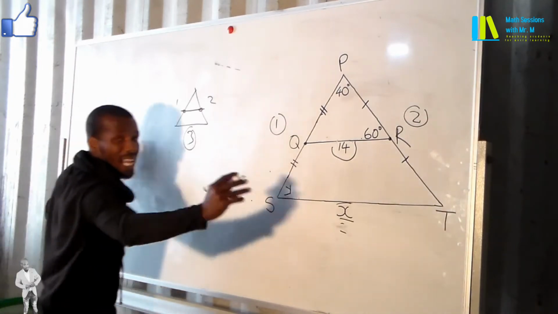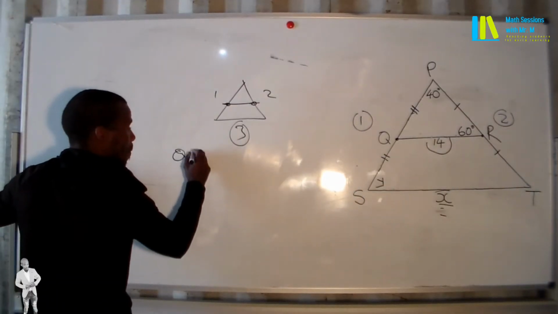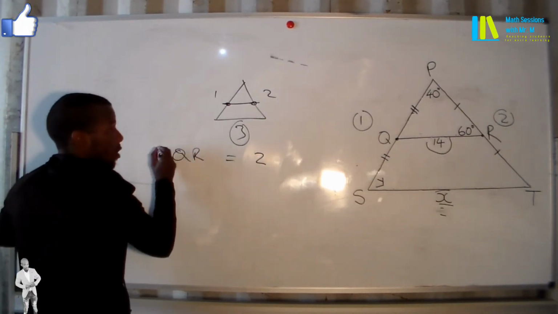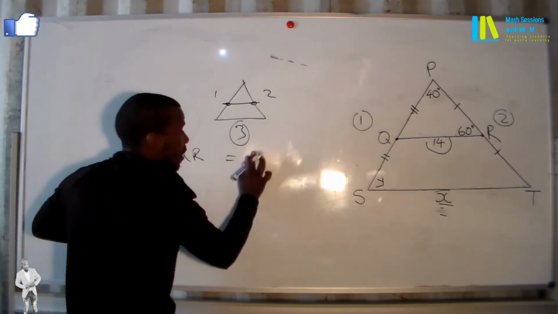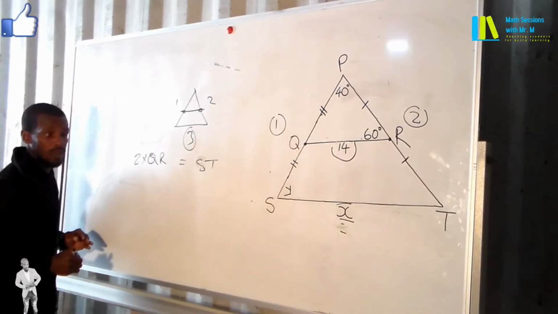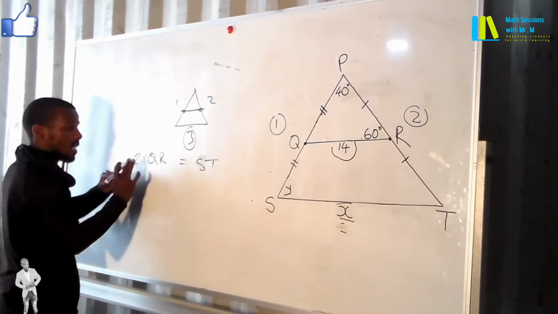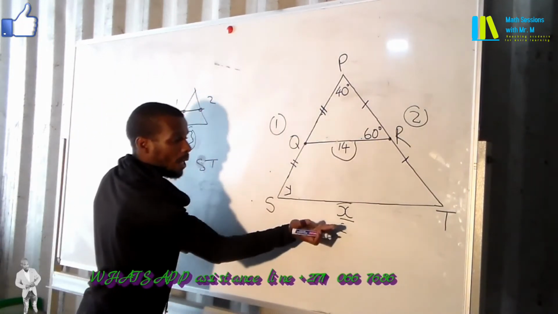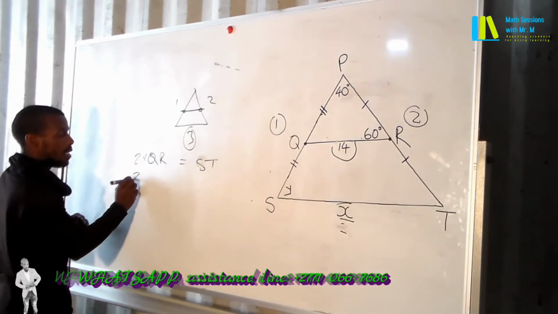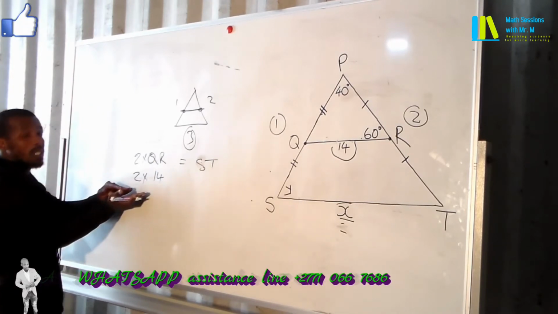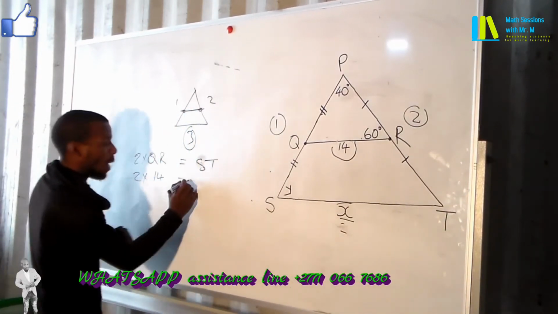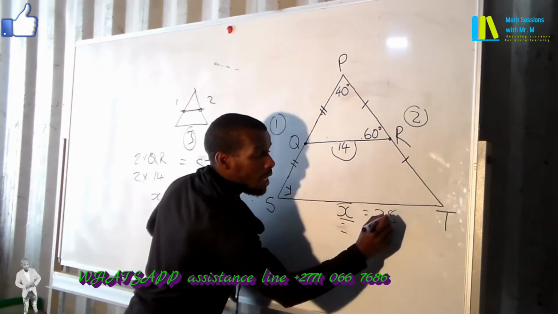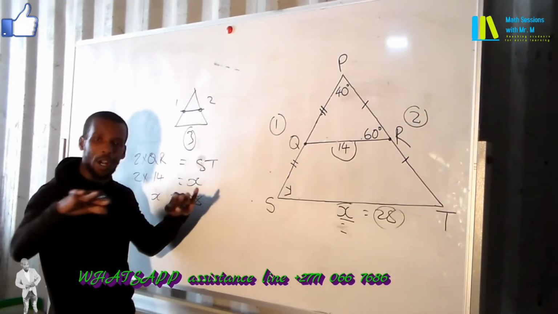We basically state that 2 times QR is equal to ST. Now we are just writing the midpoint theorem down without words. So 2 times QR is equal to ST. QR has a value of 14, so it's 2 times 14 equals x. So x is equal to 28. So we have an x of 28, and therefore we have applied our midpoint theorem correctly.